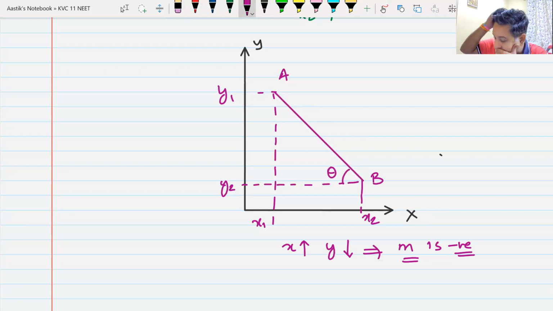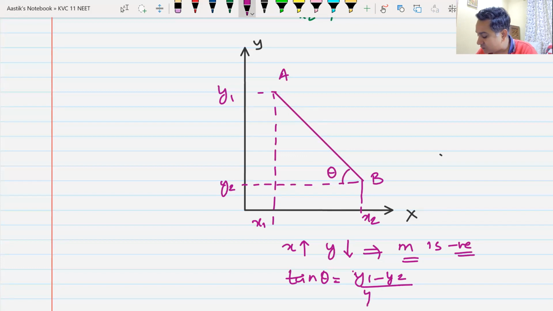Do we understand this? If I find the slope of this line beta, tan theta, it will again be equal to y2 minus y1 divided by x2 minus x1, but y2 is less than y1, so it will be negative. So instead of writing it like this, I will write it as y1 minus y2 divided by x2 minus x1, and I will put a negative sign. It is negative, I know it, but I will write it like this. This is the line with negative slope.